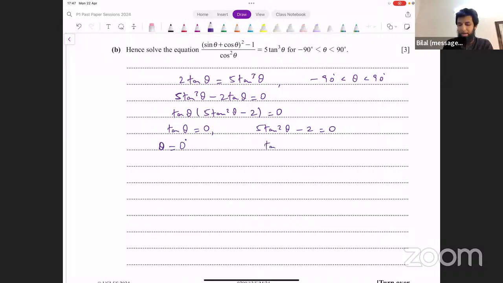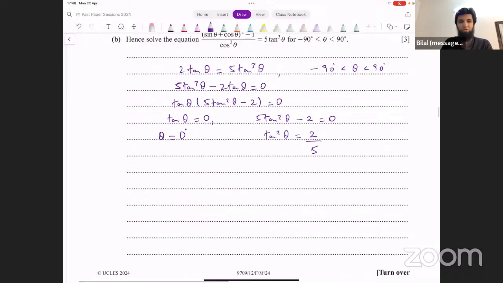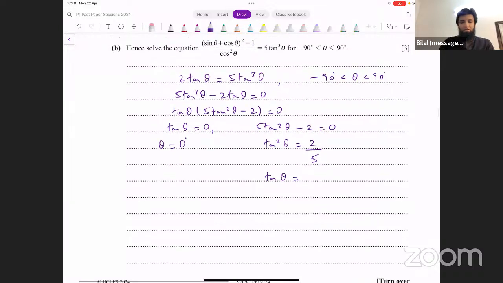From the other equation, we get tan squared theta equal to 2 over 5. Okay. And now we take the square root on both sides. When we take the square root, remember, we have to put plus minus. Square root of 0.4 is giving me plus minus 0.63246. Use at least 4 significant figures. The more the better, right? But not less than 4 significant figures.